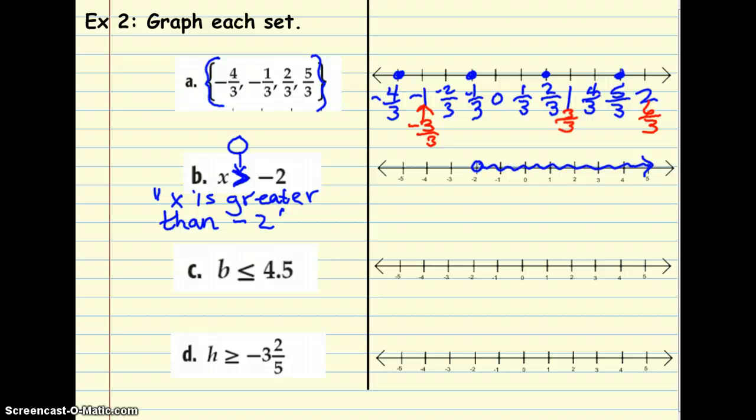Our next example is also another inequality, and this one is a little different, not only because it has this less than symbol in there, but it also has half of an equal sign. So this is the less than or equal to symbol.